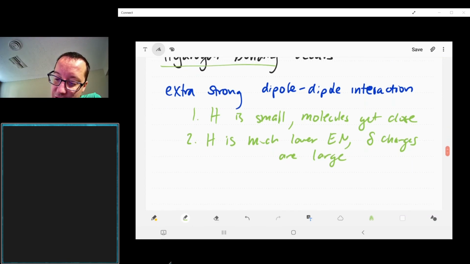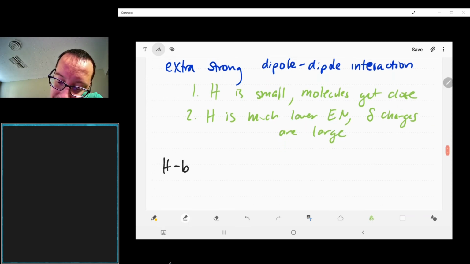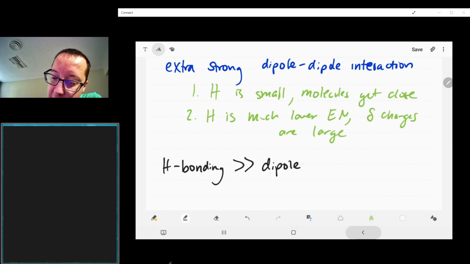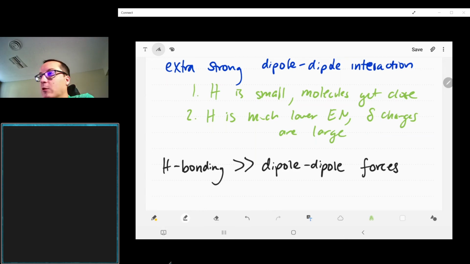And we're going to see that for all the forces that we're going to talk about, hydrogen bonding is going to be the strongest one. So hydrogen bonding is going to be much stronger than plain old dipole-dipole interaction. So dipole-dipole is anything that's polar. Hydrogen bonding is a special case of dipole interaction. So we still have dipoles in these molecules, and they're still interacting together, but because hydrogen is so small and electropositive, we can get these to really interact strongly together.